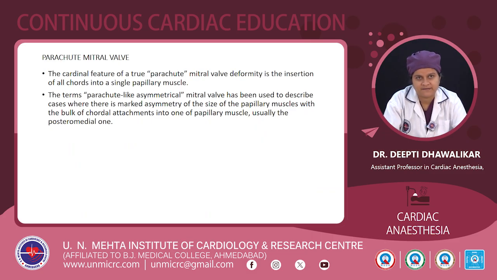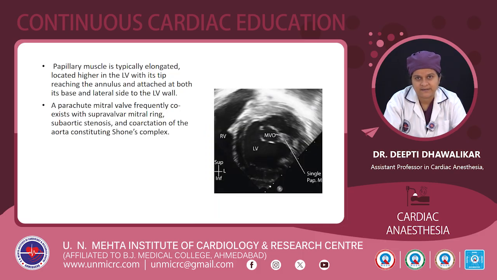Now coming to parachute mitral valve. The cardinal feature of true parachute mitral valve deformity is the insertion of all the cords into a single papillary muscle. The term parachute-like asymmetrical mitral valve has been used to describe cases where there is marked asymmetry of the size of the papillary muscles, with the bulk of chordal attachments into one papillary muscle, usually the posteromedial one. So the papillary muscle is typically elongated, located higher in the LV with its tip reaching the annulus, and attached at both its base and the lateral side of the LV wall.